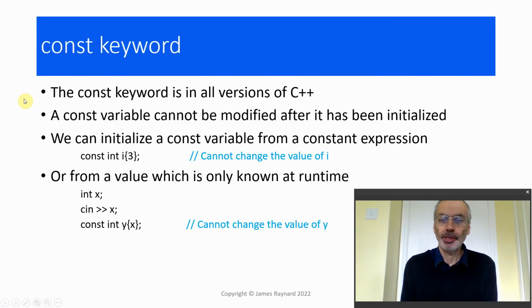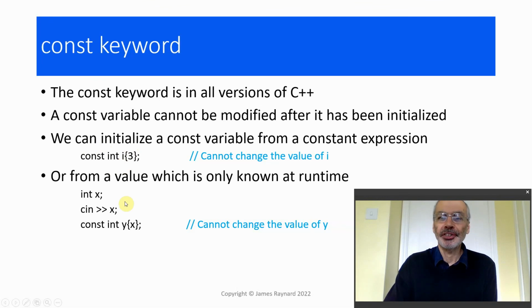So let's look a bit more closely at what it means for something to be const. The const keyword has been around since the early days of C++. A variable which is const cannot be modified after being initialized. There are two ways to initialize a const variable. We can use a constant expression. So we have something like this. So i is actually a constant expression.